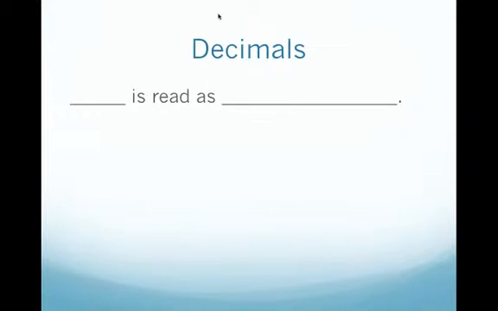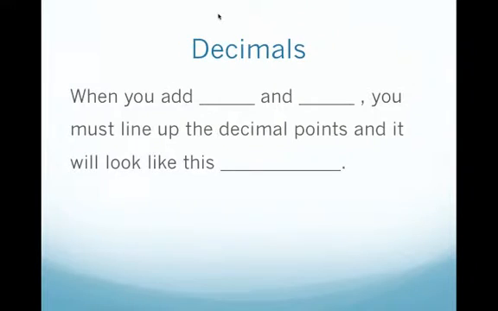Sentence frame for decimals. Sentence frame number 1. Blank is read as blank. The first blank is a decimal, and the second blank is how you would read it as a decimal. Sentence frame number 2. When you add blank and blank, you must line up the decimal points and it will look like this. So in the first two blanks, you're going to put decimals. In the third blank, you're going to stack the decimals and make sure you line up the decimal points.